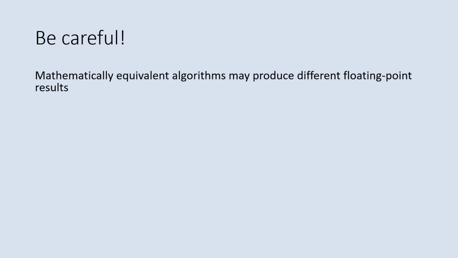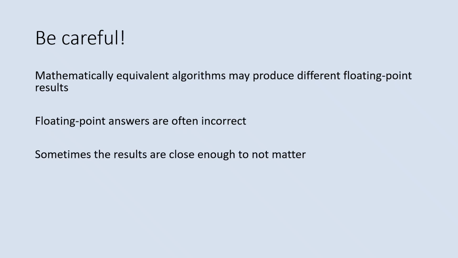So we have to be really, really careful. If mathematically equivalent algorithms can produce different floating point results, we have to be careful to know which of these is most correct. In some cases, the floating point answers are close enough that it doesn't matter. We're off just a little tiny bit, it's one digit way over there somewhere, slightly wrong. That's okay, we can deal with that. But sometimes those results are drastically different.